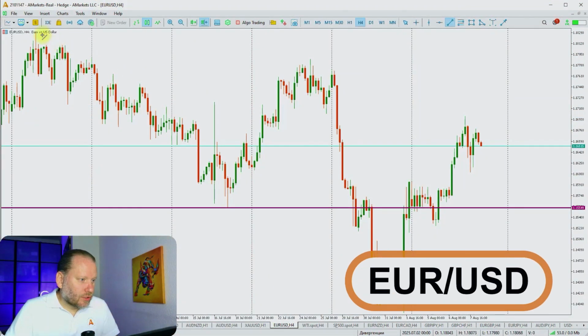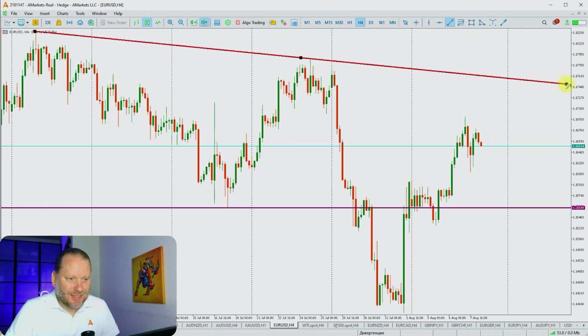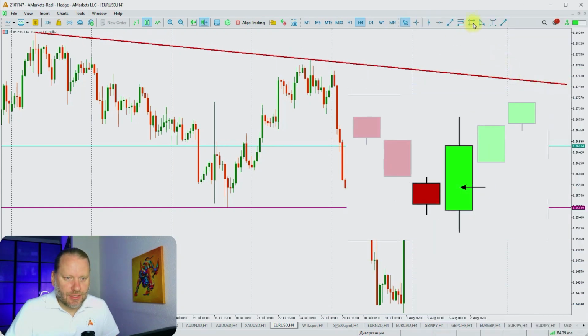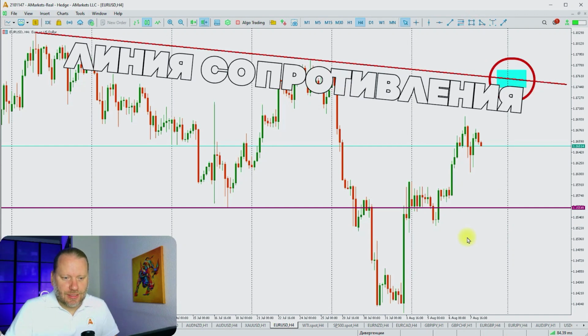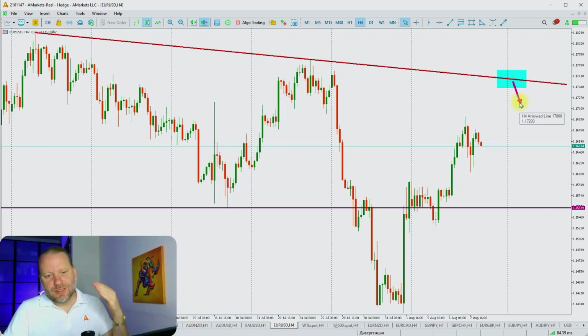On the Euro-dollar currency pair, the most popular currency pair on the Forex market, there is also a reversal coming up from the resistance line. Look, this is the resistance line. The price is now approaching this line, and as soon as it reaches it, there will be a reversal here with a high probability. The price will come up, and you may sell and make money on the decline.